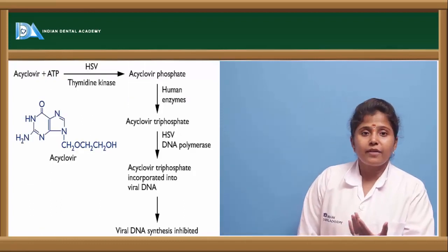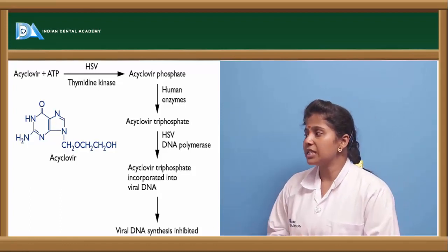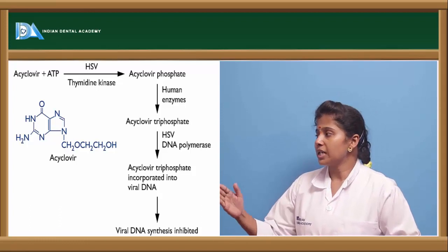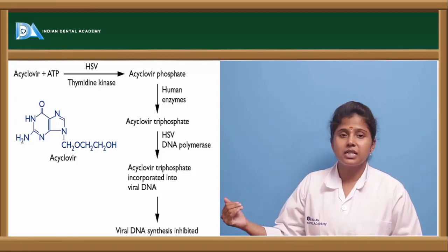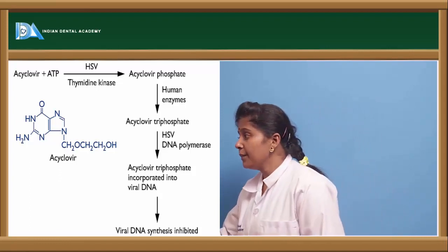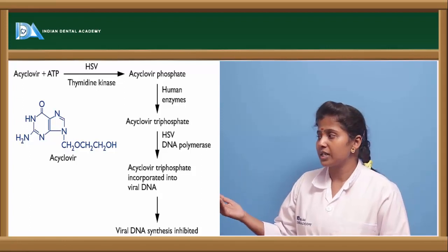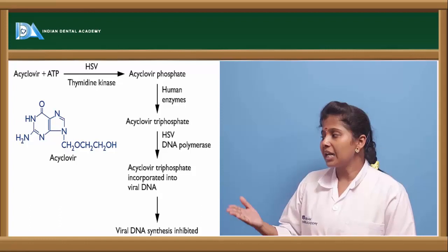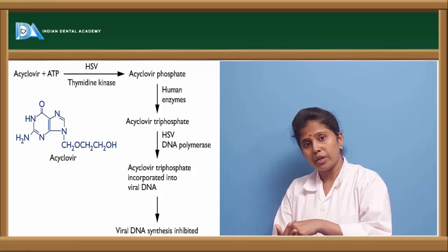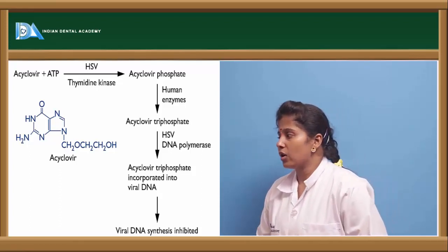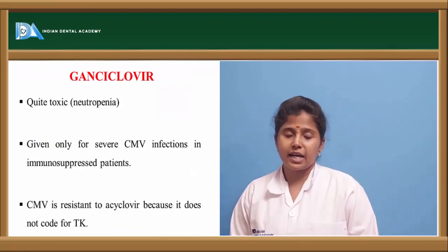If we see the mechanism of action, acyclovir utilizes ATP with the help of an enzyme called thymidine kinase. Here it is converted to acyclovir phosphate, and this acyclovir phosphate, with the help of human enzymes, is converted to acyclovir triphosphate. It inhibits the DNA polymerase enzyme of the herpes simplex virus. The acyclovir triphosphate gets incorporated into the viral DNA, and thereby it inhibits DNA synthesis.